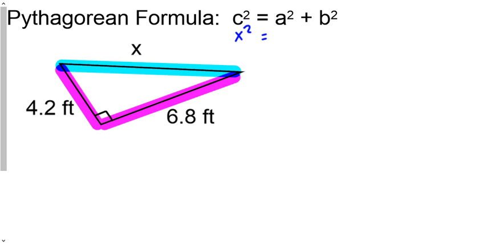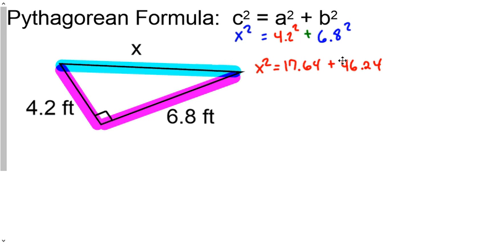The first leg I see here is a 4.2, so we'll square that. And then here is a 6.8, and we'll square that. Let me get the plus sign in there, so I forgot that. And now let's just go through and work this out. 4.2 times 4.2 would be actually 17.64. So x squared will equal 17.64 plus, let's see, 6.8 squared would be 46.24.